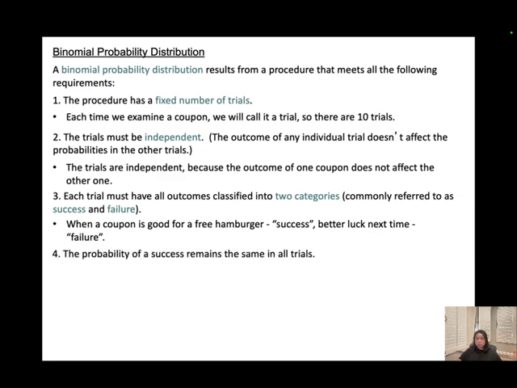Last one, the probability of success remains the same in all trials. So they do have the same coupon, they do have the same percentage to get the free burger. So we call this the probability remains the same in all trials. I need you guys to remember these 4 requirements for the binomial probability distribution. Once you confirm the example is a binomial probability distribution, we can apply the formula to calculate the probabilities.